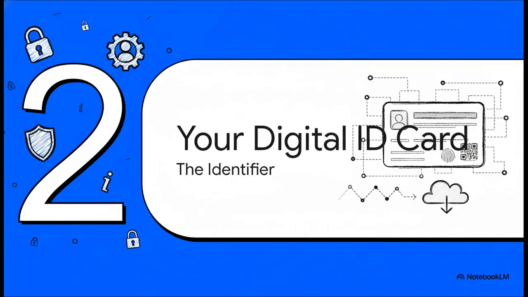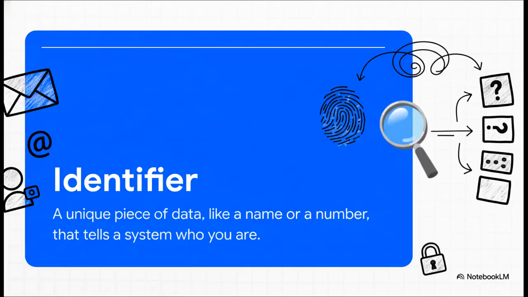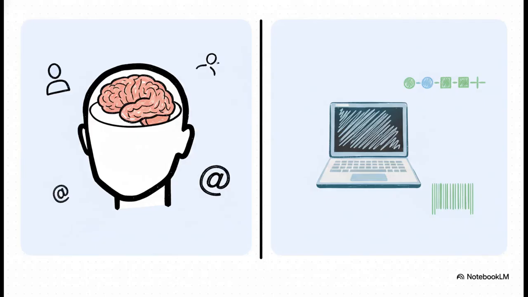Okay, so let's dive into our first big idea, the identifier. And the absolute simplest way to think about this is like a digital ID card that a website gives you. So what is it? It's really just a unique tag. It could be your username, maybe your email, or it could even be just a totally random string of numbers. Its one and only job is to tell you apart from the millions of other people visiting that exact same site.